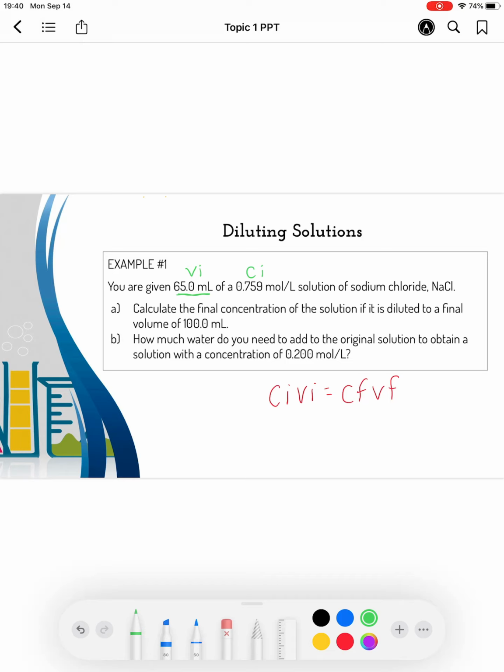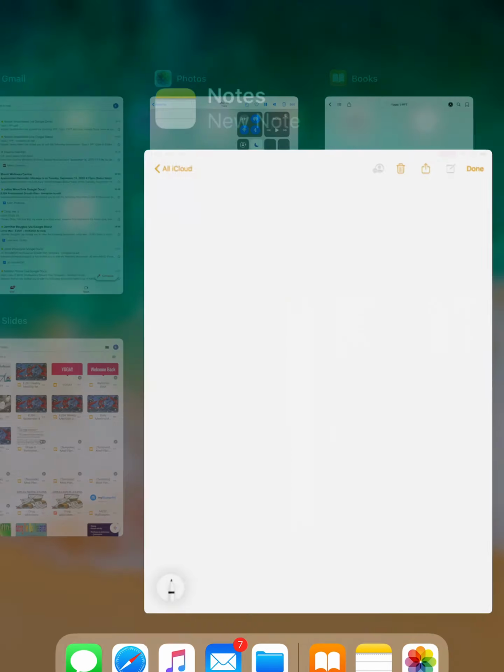Then in A, it says calculate the final concentration of the solution if it is diluted to a final volume of 100 milliliters. So that is telling us right here that this is our final volume, so that'd be VF, volume final. All right, so I'm going to move over to the notes just so I can write, and I'll carry all the information over. So if we're looking at our formula, we have CI VI is equal to CF VF.